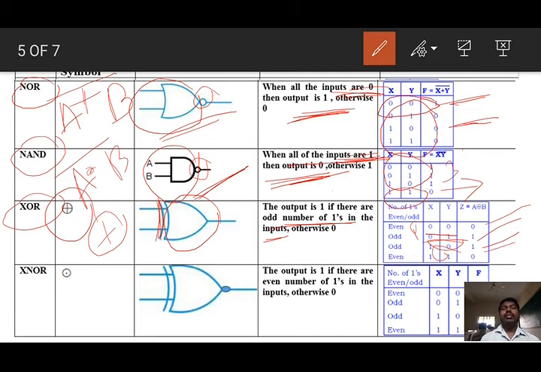Next, XNOR, exclusive NOR. The logical symbol is a dot with a small circle around the dot. This is called the logical symbol. Next, the logic diagram is the XOR gate diagram along with a small circle. The output condition: the output is 1 if there are an even number of ones.